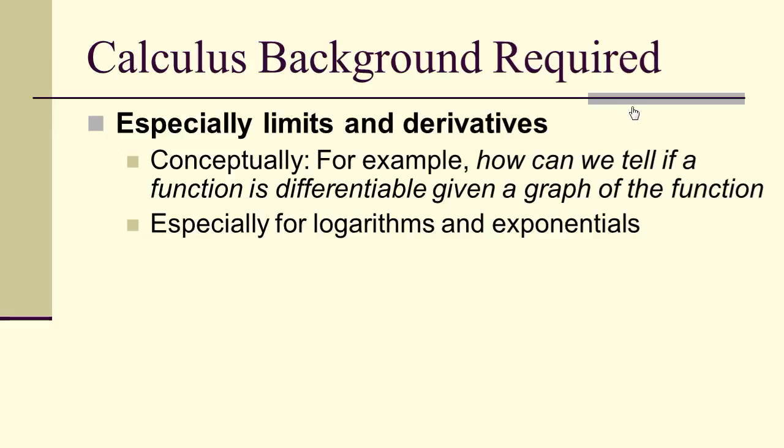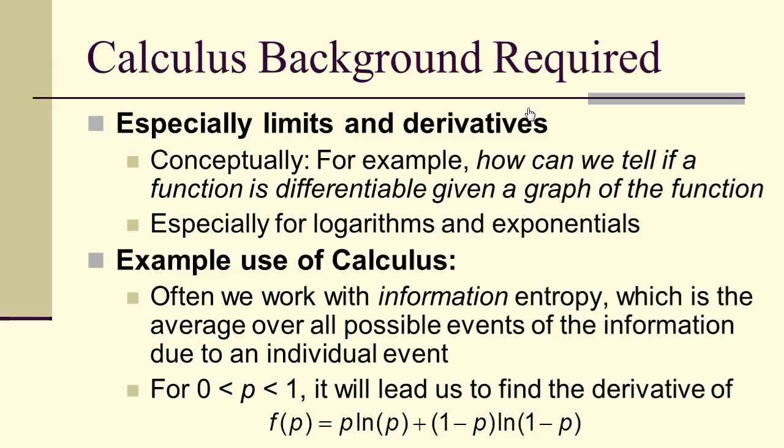You also have to realize that most of what we're doing is going to be working with logarithms and exponentials. For example, we're going to work with a thing called information. And information is measured using entropy. And entropy is the average over all possible events or outcomes of the information due to an individual event. So for 0 < p < 1, at one point in this course, we're going to have to find the derivative of f(p) = p ln(p) + (1 - p) ln(1 - p).